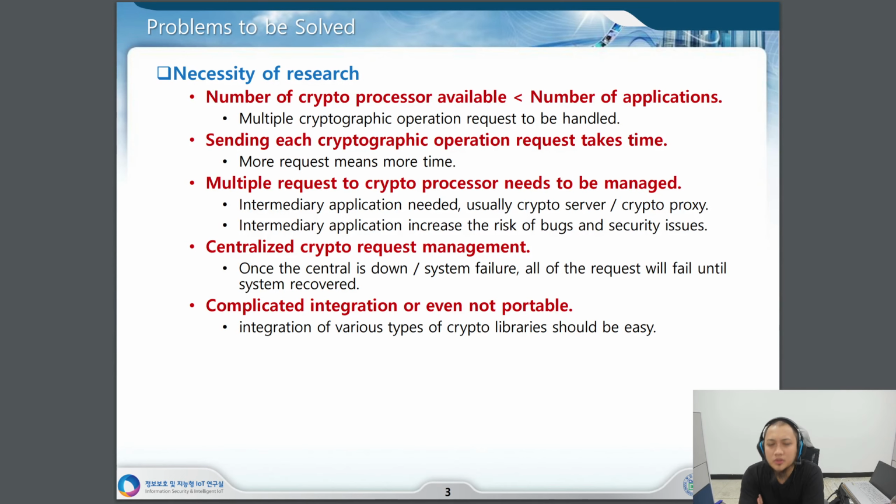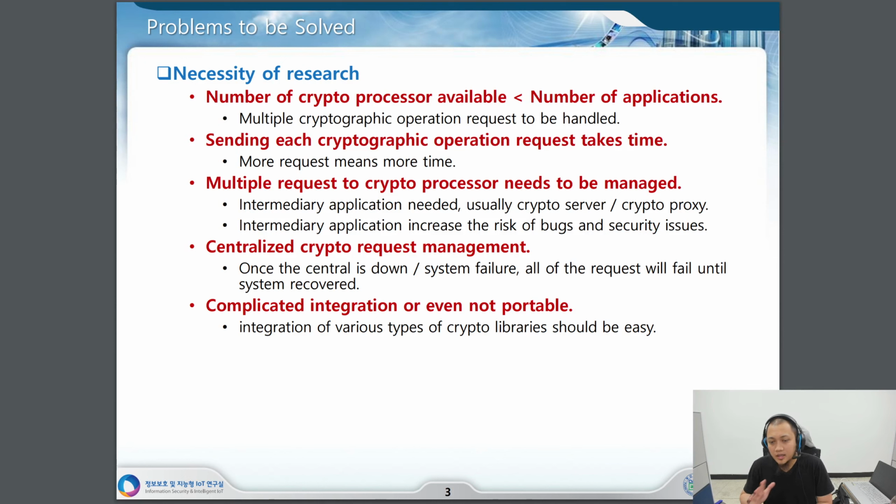Now the problem to be solved is the necessity of this research: the number of processors available in an environment is usually less than the number of applications, and the cryptographic processor is usually shared by different applications. Sending each cryptographic operation request takes time, and more requests means more time. Multiple requests to the crypto processor need to be managed, so an intermediary application is needed. Usually we have a crypto server or crypto proxy, and an intermediary application will increase the risk of bugs and security issues.